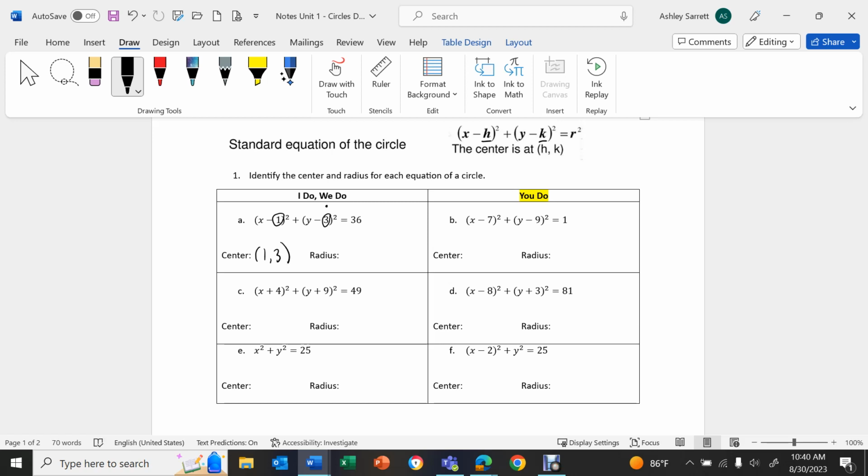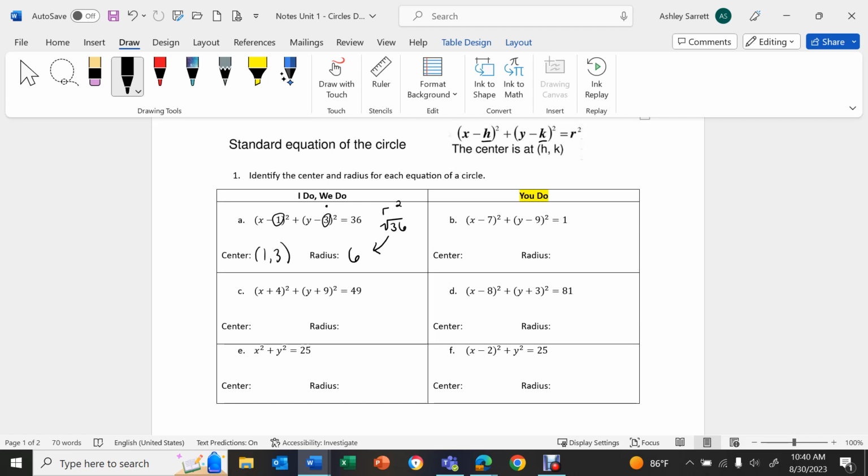Now for the radius, remember in the equation, the radius is squared. The opposite of squaring a number is to find the square root. I need to find the square root of 36. I want to know what number times itself equals 36, and that would be 6. 6 times 6 is 36. If you did not know that, type in your Desmos calculator the square root of 36.